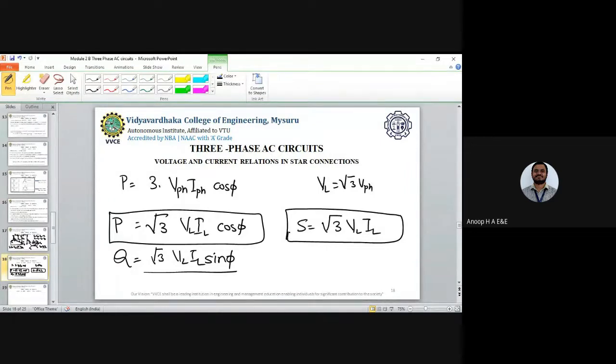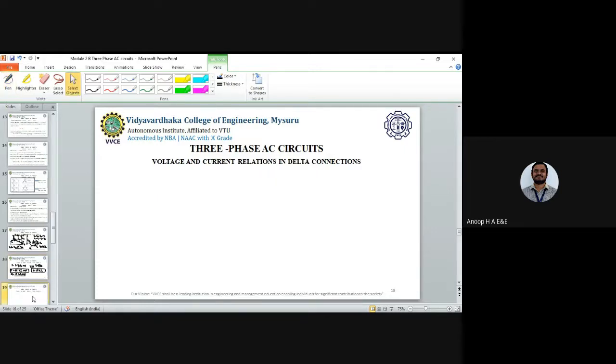So these are the relevant equations I got for the star connection: root 3 VL IL cos phi, and root 3 VL IL sin phi for reactive power and apparent power. So I got VL and IL also. That is the line current, and the phase current is IPH, and we have a certain set of equations there.